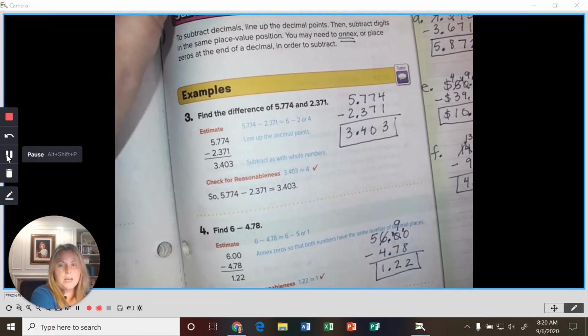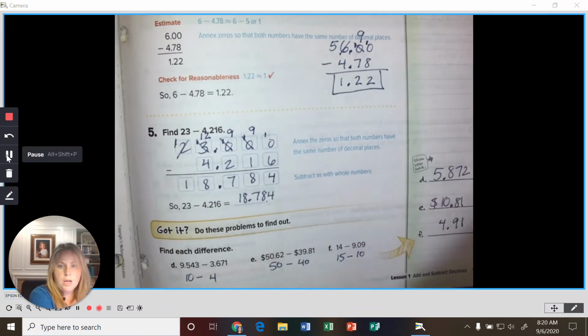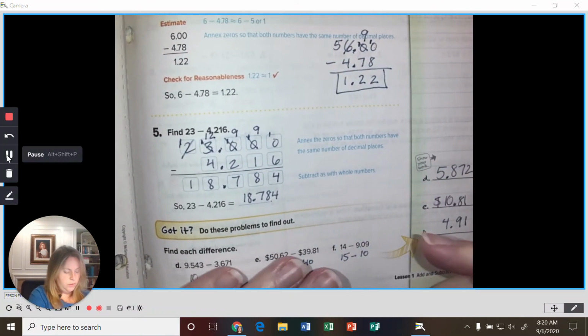I should have rounded this. I was just kind of really rounding. I should have rounded this to 9.